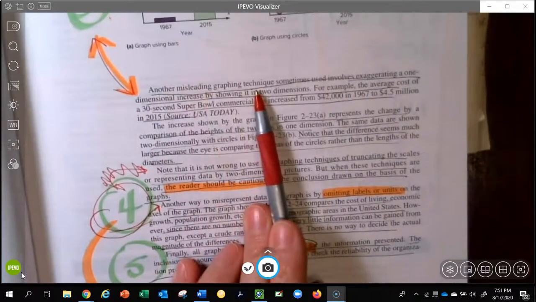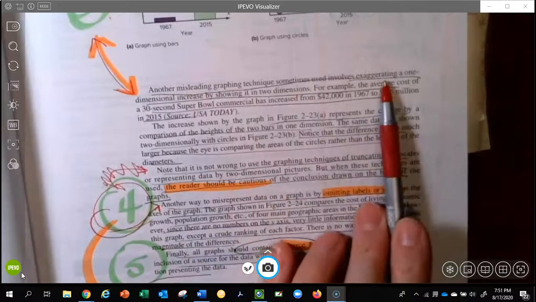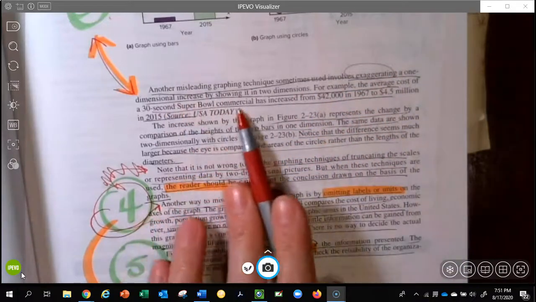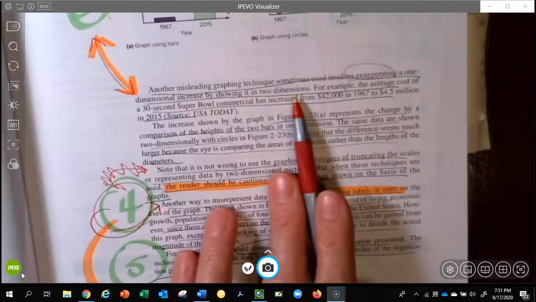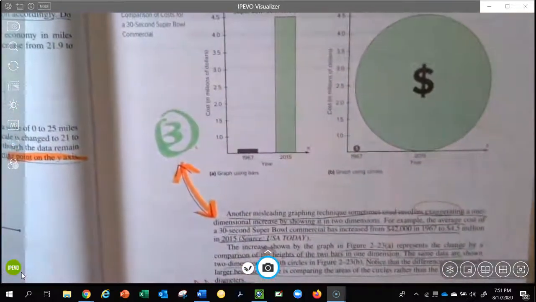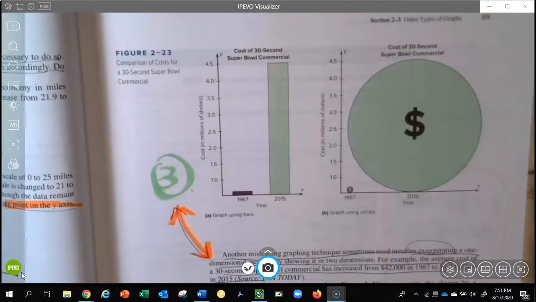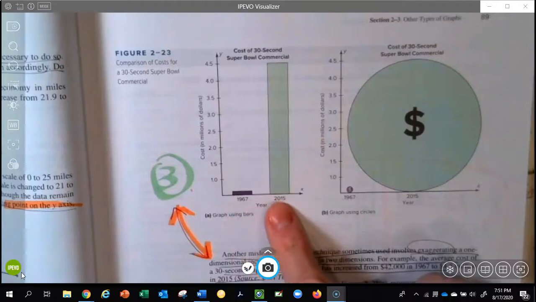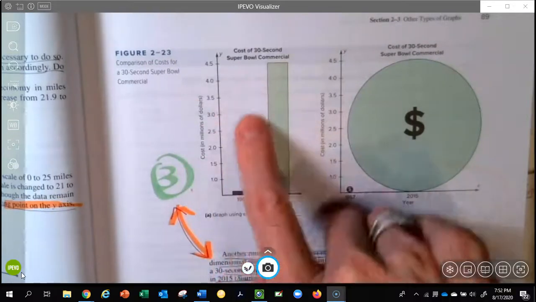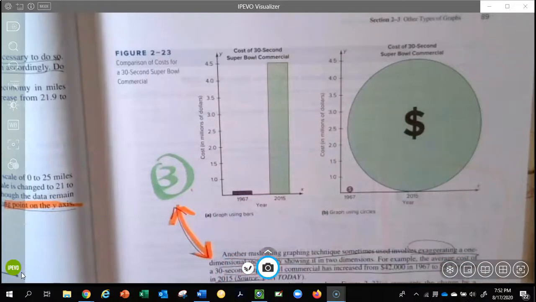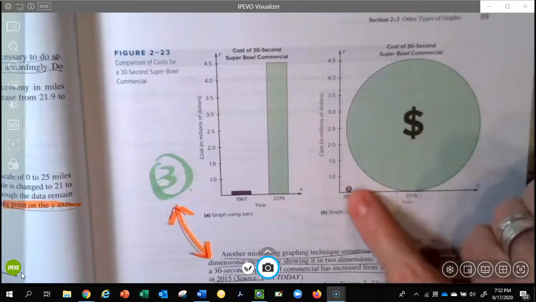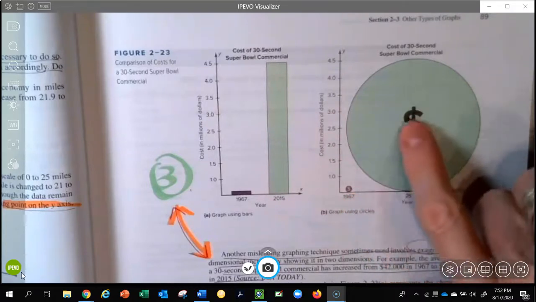Another misleading graphing technique sometimes used involves exaggerating. So another technique is exaggerating one-dimensional increase by showing it in 2 dimensions. And so up here, the 30-second Super Bowl ad is shown on 2 different graphs, one for 1997 and one for 2015. Nothing's misleading on the y-axis, and this looks pretty stark in contrast. But when you see this right here, this looks like it's going to swallow it up, and that poor little number over here.